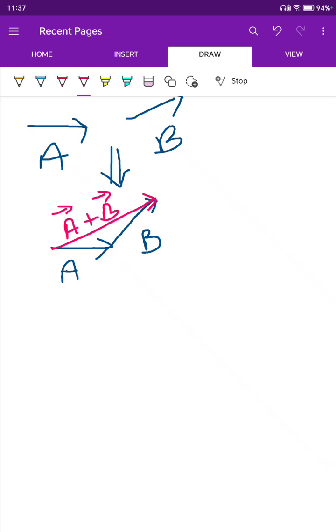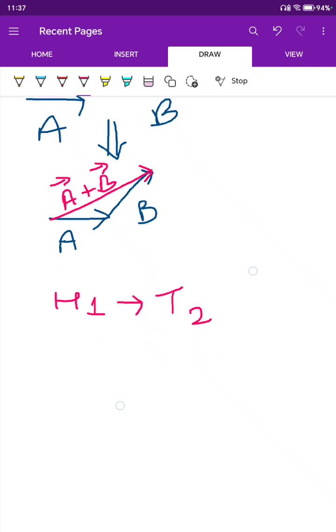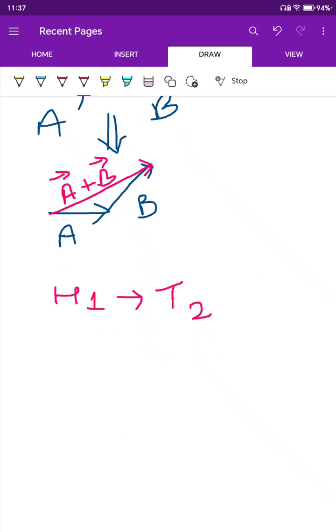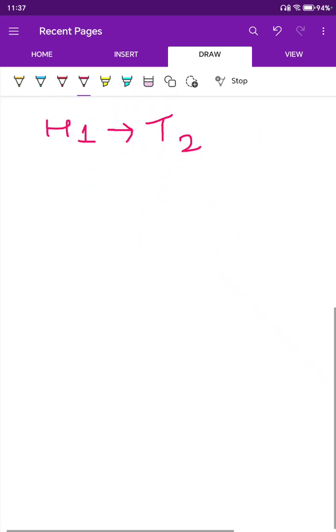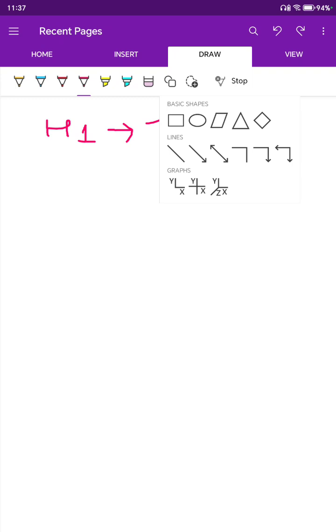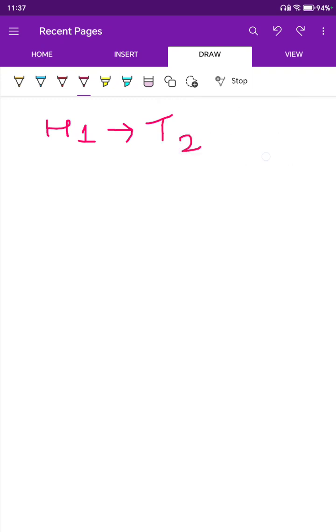Remember just one thing, that the head of the first vector should also be aligned with the tail of the second vector. That's the basic law if you have to sum up any vectors. So let's see some mathematics here. We will draw a triangle to understand it more. So make a right angle triangle, right?